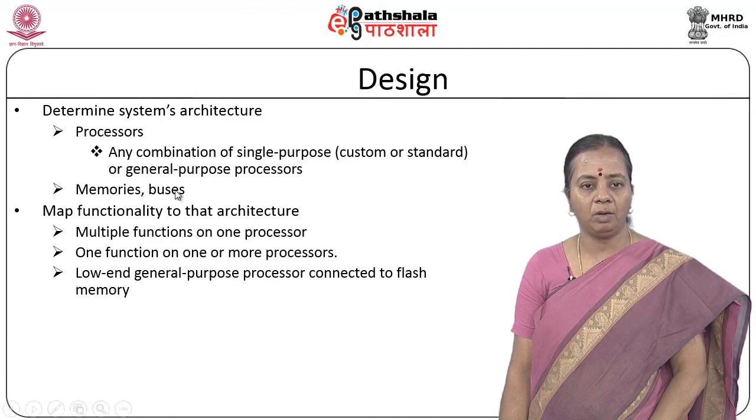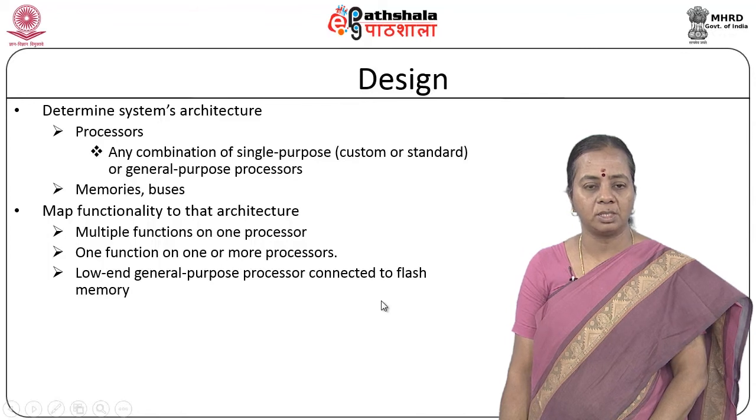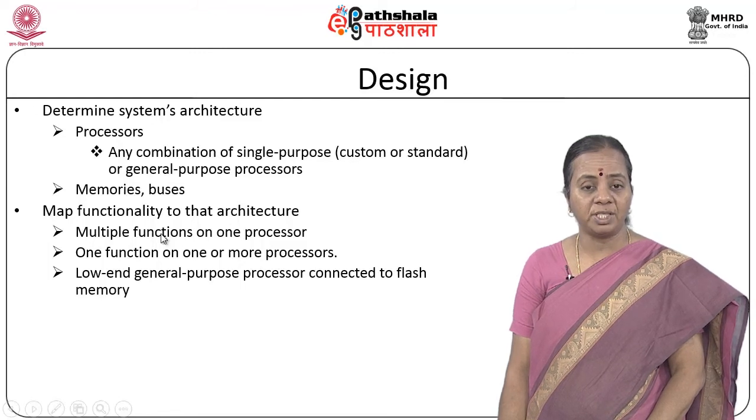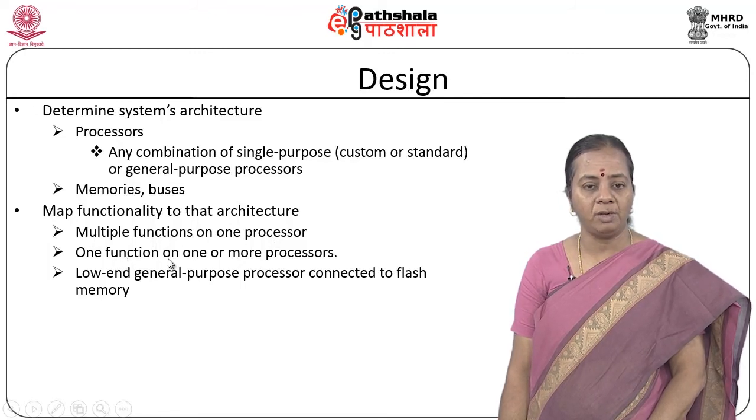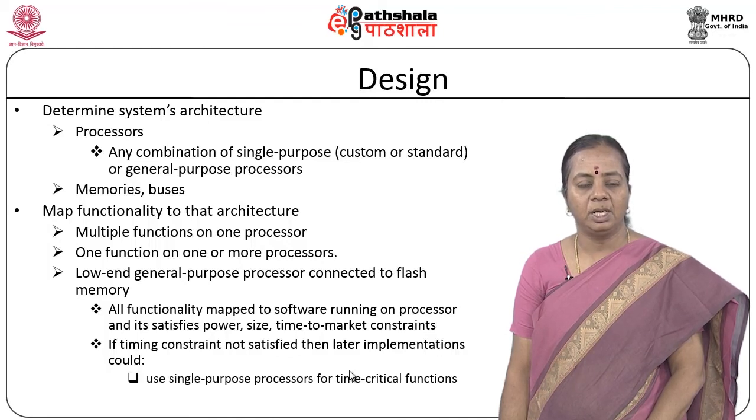Now, when you are looking at the design, we will have either a single processor, a general purpose processor, or a multi-processor inside it. Along with the processor we will have memory, buses and many controllers. Looking at functionality to architecture, multiple functions can be done with one processor, or one function on one or more processors, or a low-end general purpose processor connected to flash memory. All functionalities are mapped to software running on the processor, and it must satisfy power, size, time-to-market and other constraints. If the timing constraint is not satisfied, the limitation is that of a single purpose processor for time critical functions.